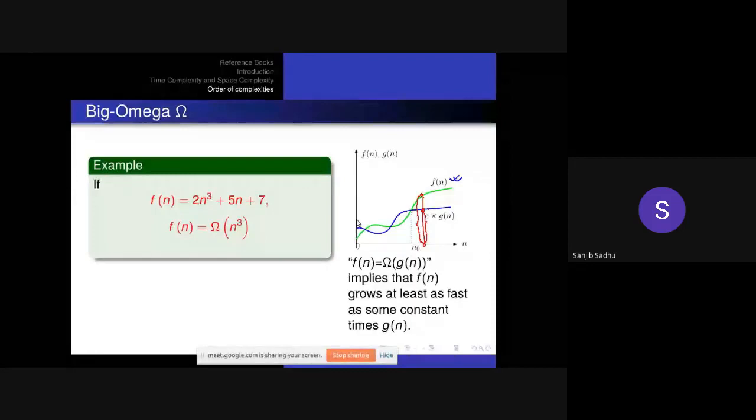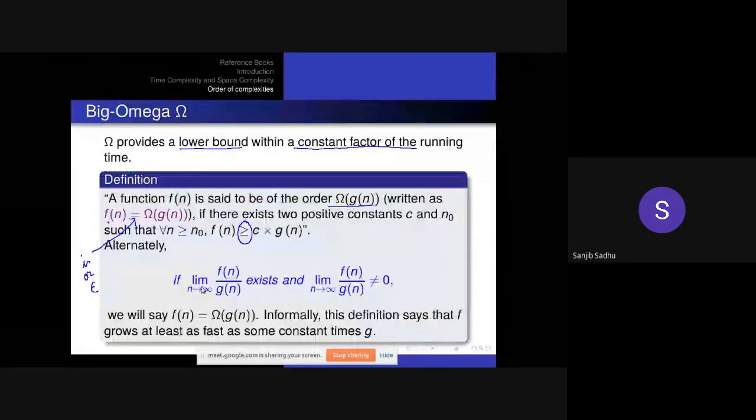Here you see another definition. If the limit as n tends to infinity of f(n) by g(n) exists, and f(n) by g(n) is not equal to 0, here not equal to 0, then we say f(n) is big omega of g(n). Informally, this definition says that f grows at least as fast as some constant times g. At least as fast as a constant times g.